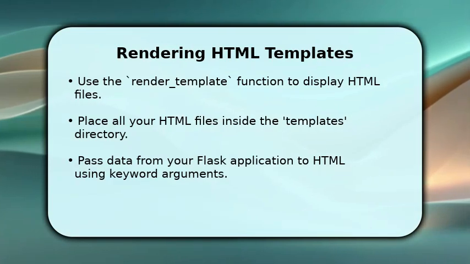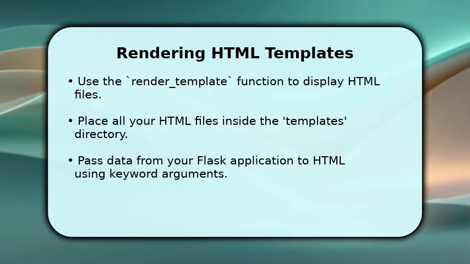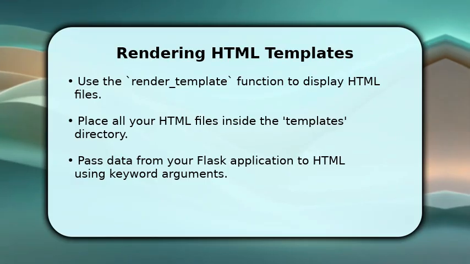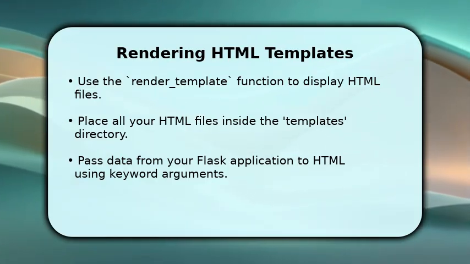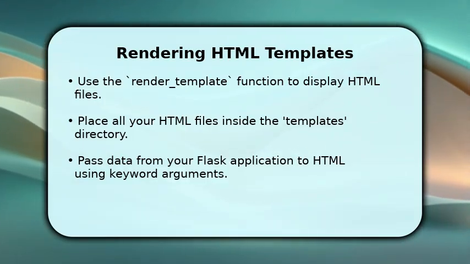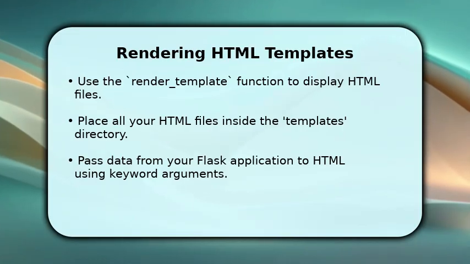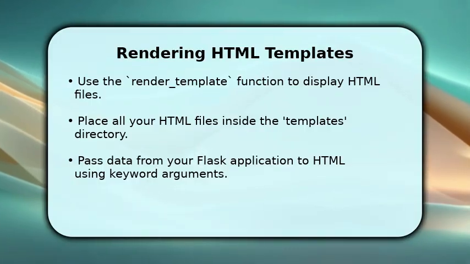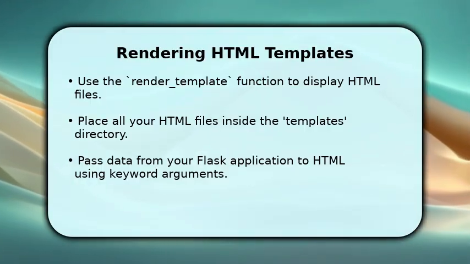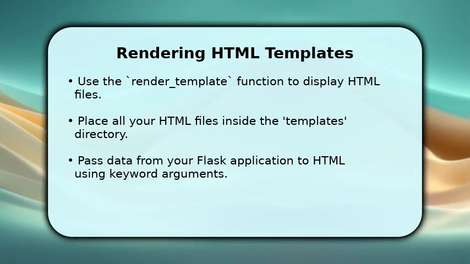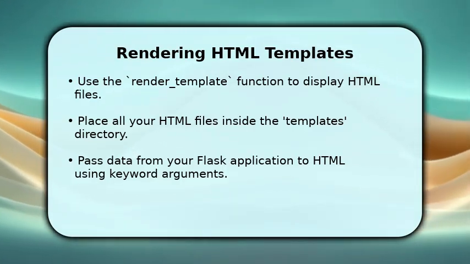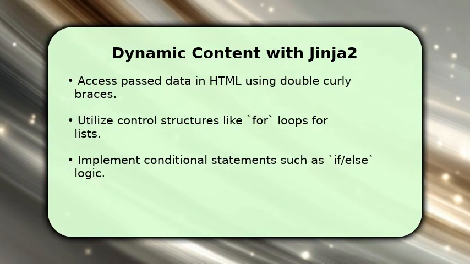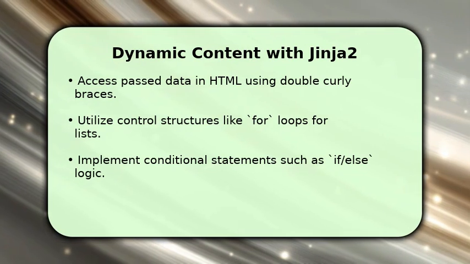Next, let's render some HTML. Flask's render_template function is your key tool here. It tells Flask to find and display a specific HTML file from your templates folder. You can also pass Python variables directly into your HTML using keyword arguments within this function. This powerful feature allows your backend logic to influence the content displayed on the user's screen, making your web pages dynamic and interactive.